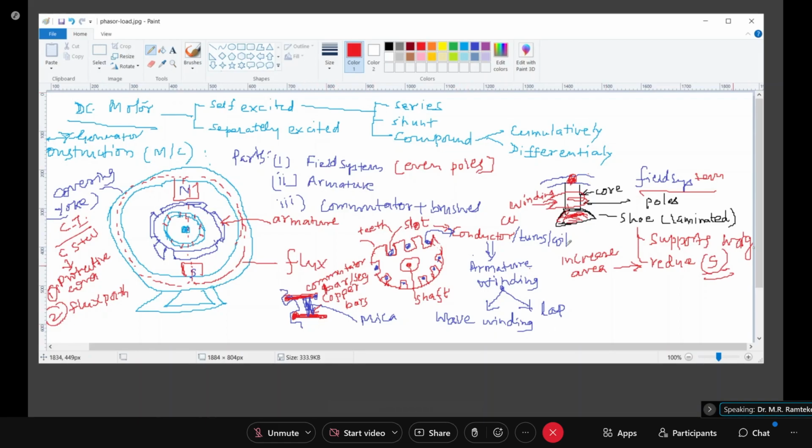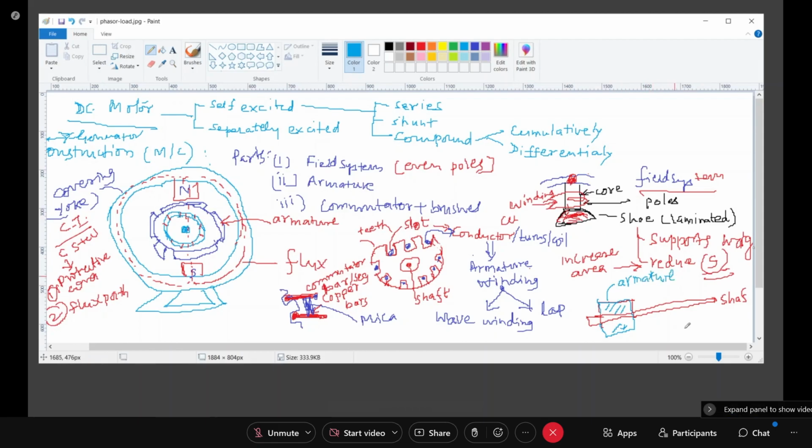So basically the appearance will be something like this. This is my armature. I'm drawing now a very simple diagram. This is my shaft, which is passing through this core. And this is my armature. Okay, armature.